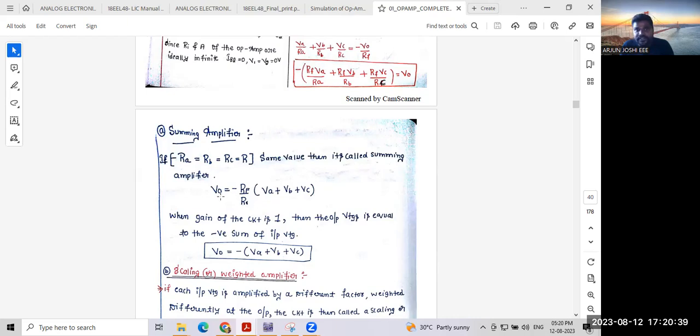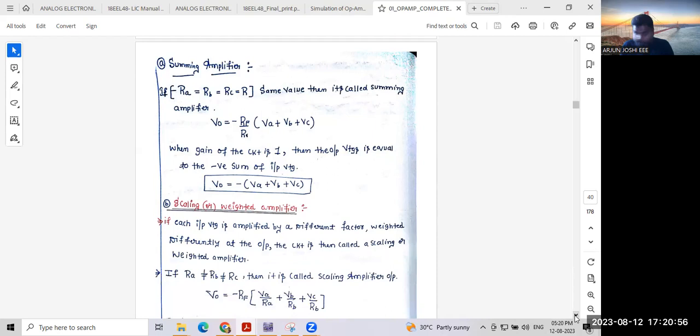I'm going to consider V0 equal to minus RF, because here the RA, RB, RC values are the same. So I'm going to consider all the values equal. So V0 equal to minus RF divided by R, times VA plus VB plus VC. Now, if the gain of the circuit is 1, what do we mean by 1? RF by R is 1. The final equation is minus VA plus VB plus VC.